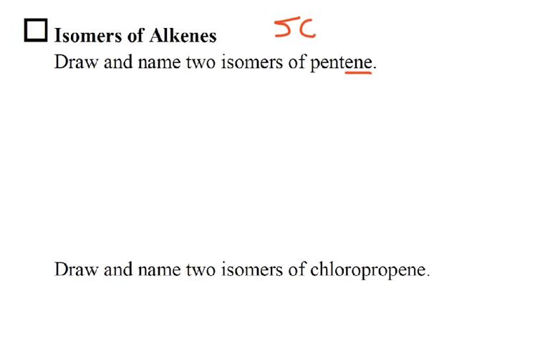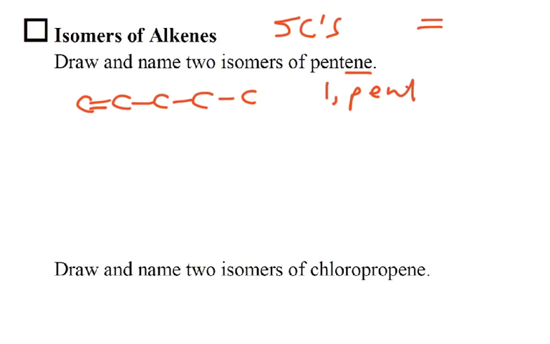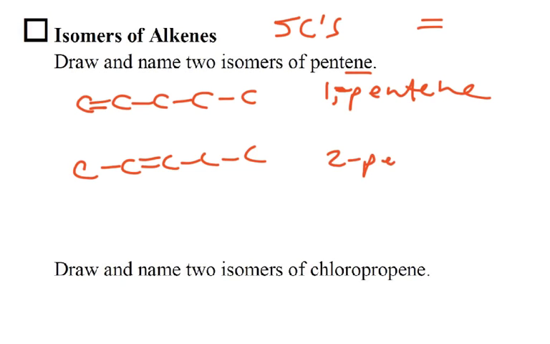Okay, another one. Draw and name 2 isomers of pentene. Okay, pentene, that means there's 5 carbons, and we know we're going to have a double bond in there somewhere. So what we can do is just draw our 5 carbons, and we know they're going to be connected at least by 1 stick. But as pentene, one of these has a double bond, and so let's just put it here in the first place. And that one's going to be called 1-pentene. Sorry, that should be 1-pentene. Then the other thing we could do would be to put the double bond between the second and the third, and that would be called 2-pentene.